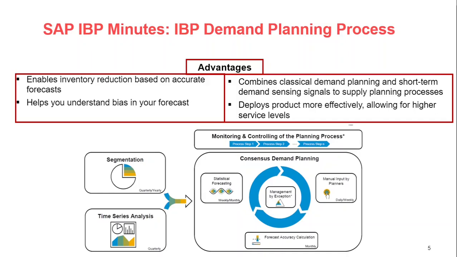You can combine these two signals and give them to supply planning. Let's say for the first 5 to 7 weeks, you give the demand sensing input, and after the seventh week, you give the mid to long term demand planning outputs. The combination of these two is given as input for the supply planning process.